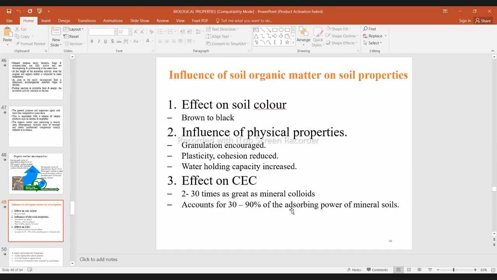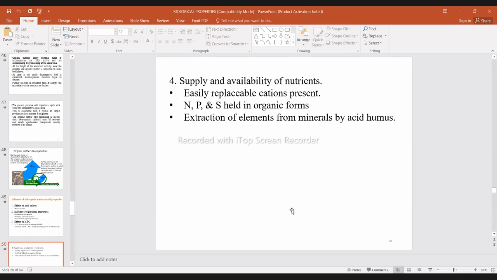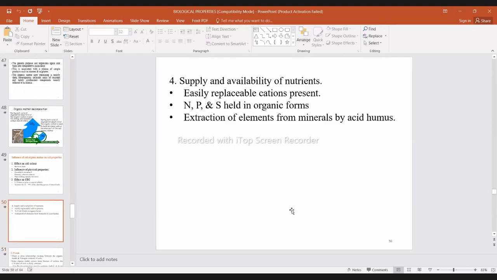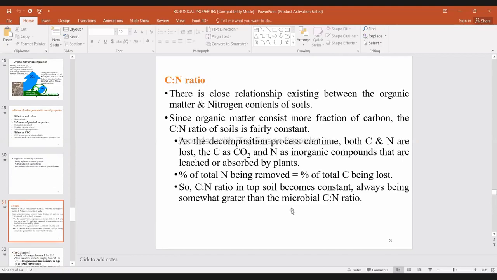So one is the effect on color, then the influence on physical properties through granulation, plasticity and cohesion reduced, water holding capacity increased, the effect on CEC, and then the supply and availability of nutrients. Easily replaceable cations may be present in the soil organic matter. Nitrogen, phosphorus, and sulfur held in soil organic forms may be mineralized, and the plant may take up these nutrients. Extraction of elements from the minerals by the acid humus.